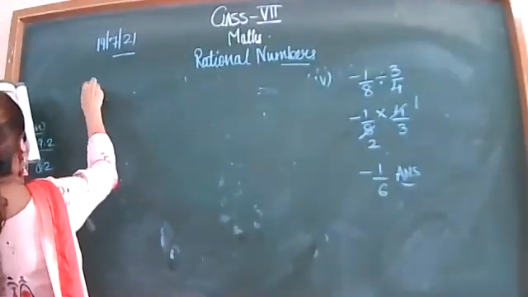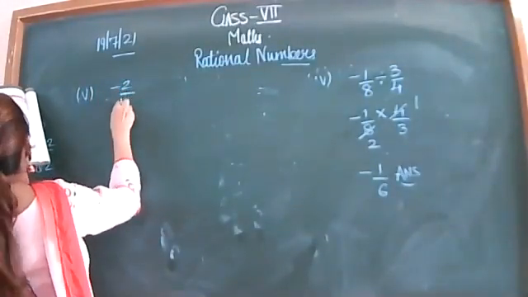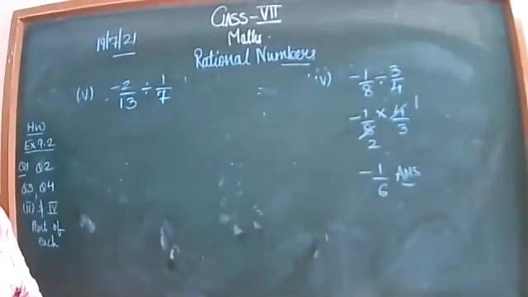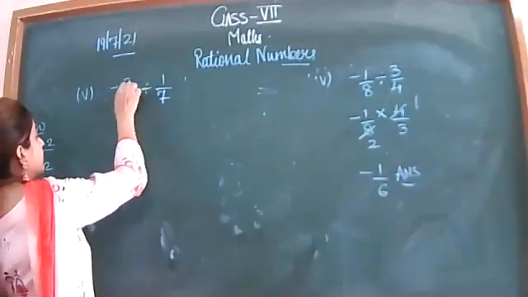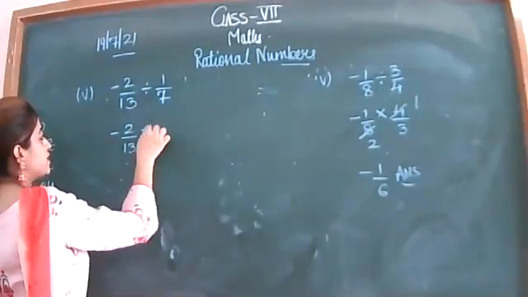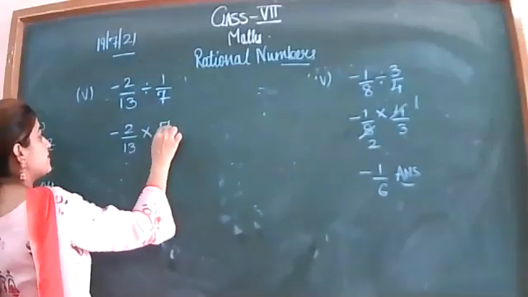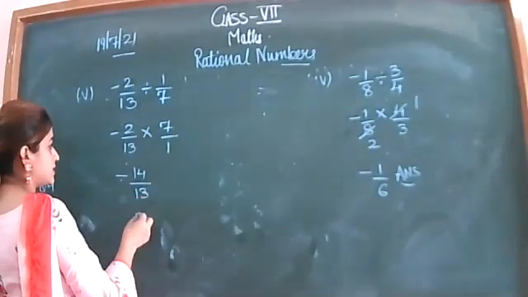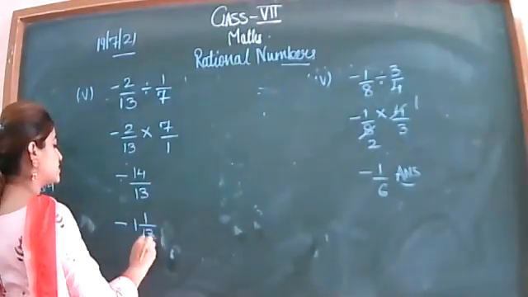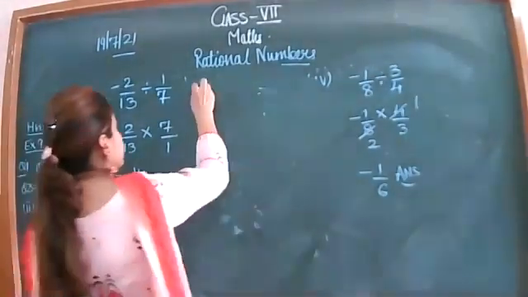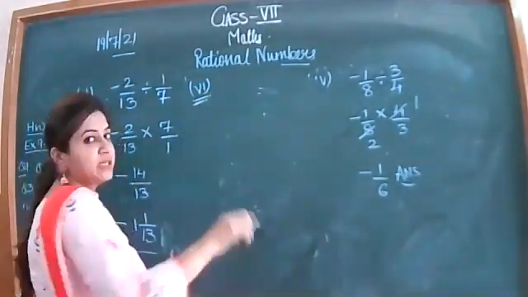Next is the fifth part, minus 2 by 13 divided by 1 by 7. Minus 2 by 13, divide will change to multiply. 1 by 7 becomes 7 by 1. 7 twos are 14 by 13. Convert this to a mixed fraction. Answer is minus 1, 1 by 13. Solve the sixth part. Hurry up, beta.